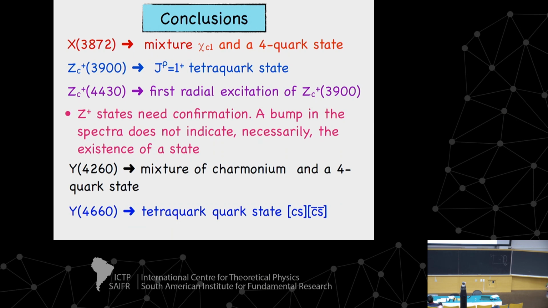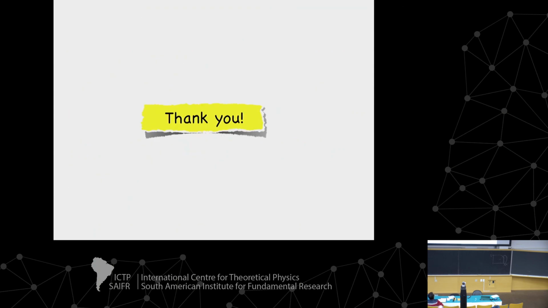And we should know that just a bump in the spectra is not necessarily an indication of the existence of a state. The Y(4260) is probably also a mixture between a charmonium and a four-quark state. And the Y(4660), in our calculations, is compatible with a c s c-bar s-bar state. Remember that this is still a problem on the experimental side, because there are two states here that maybe are the same and maybe not, but the experimentalists have to decide about this state first. And that's all. Thank you.